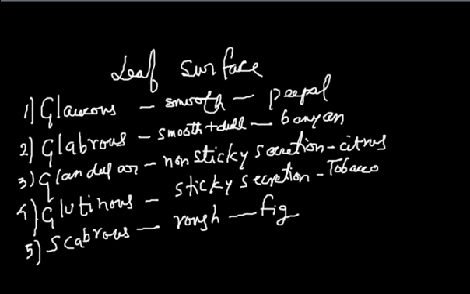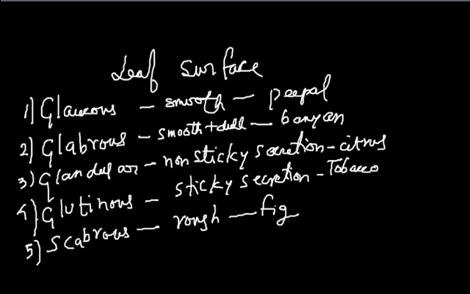Welcome students to the fourth section in leaf modifications, where we look at the leaf surface. The first case is what's called glaucous, and here it's very easy to discern in the sense that the leaf surface looks like it's scalded or varnished. It's very smooth, and a very good example is people.